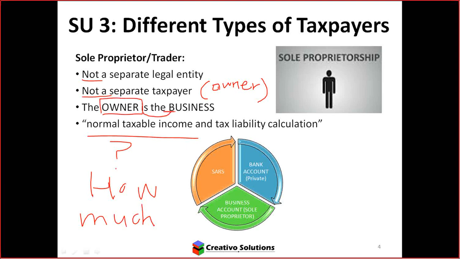The owner is the business. They're one and the same. You don't distinguish between the business and the owner. If I talk about the business, I'm actually talking about the owner. If I refer to the owner, I'm actually referring to the business. There's no distinction between the two from a tax point of view. They just want to know how much income did you earn over the last 12 months. Yes, sir. And that's what we're going to be looking at in terms of the tax liability calculation.